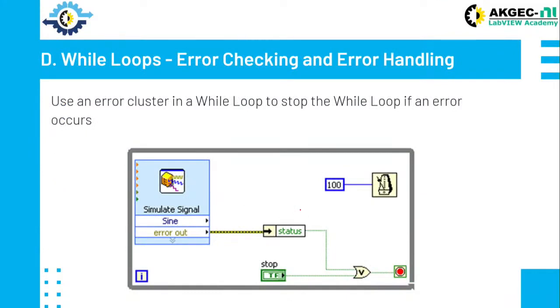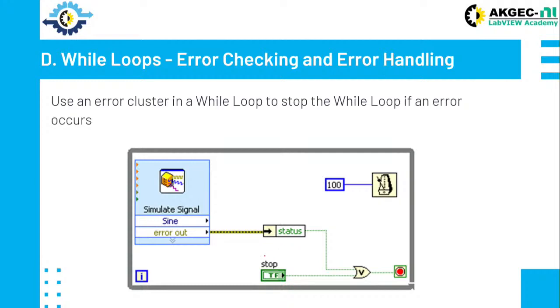In case we are going to check an error in a while loop, if an error occurs, then also we will stop that particular function from being executed. So to stop the while loop, we will also go for error checking. This is another way to terminate the while loop: if we simulate a sine signal using this Express VI, and an error occurs, then we can stop the execution of the while loop structure.